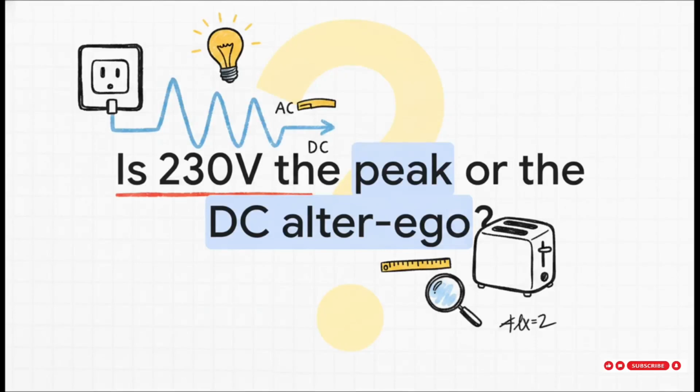So I want to leave you with this one thought to really let everything sink in. Next time you look at a wall outlet or the back of an appliance and it says 230 volts AC, are you looking at the actual peak of the wave or its DC alter ego? Based on what we just covered, almost every voltage rating you see in daily life is actually the RMS value, which means if the RMS is 230, that hidden maximum peak pulsing through the wire is actually way, way higher. How much higher? Well, you've got the formula now. I'll let you do the math.